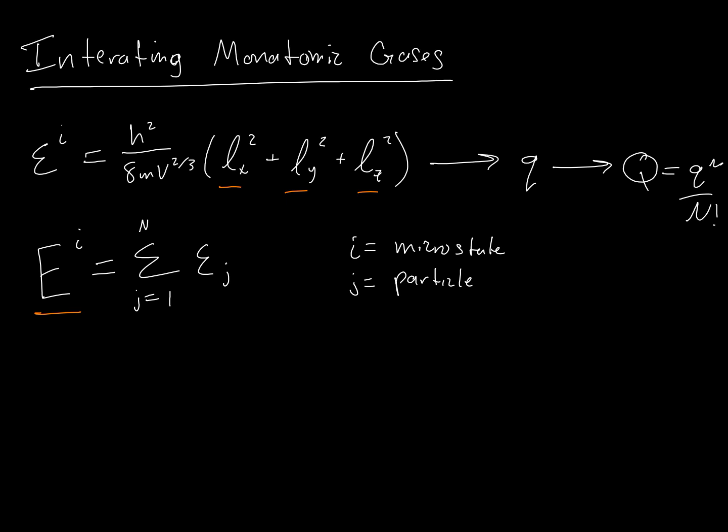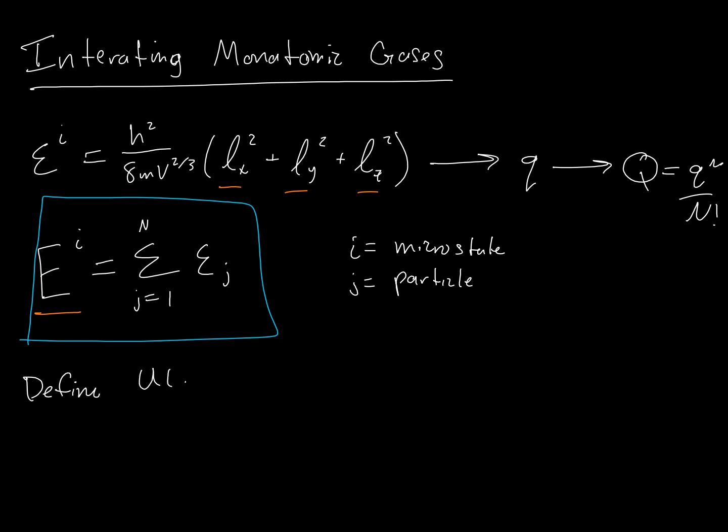So for an ideal non-interacting system, this is effectively the way that we're viewing the energy. It's just the energy of all the particles added together. But if you have interactions, we can't take this simplified of an approach. So what we're going to do is define some additional function that is a function of the positions of all of the particles.